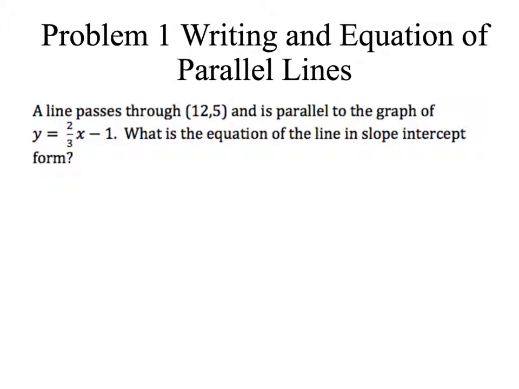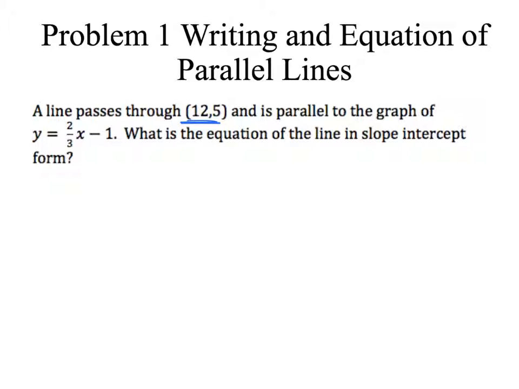Okay, so here's what we do, writing an equation of parallel lines. So it gives us this information. We have a line that passes through this point, (12, 5), and is parallel to the graph of y equals 3 over 2x minus 1. What's the equation of the line in slope-intercept form?